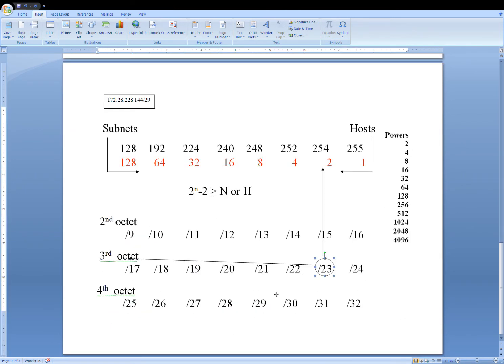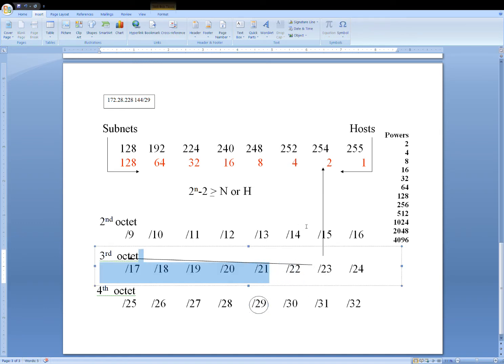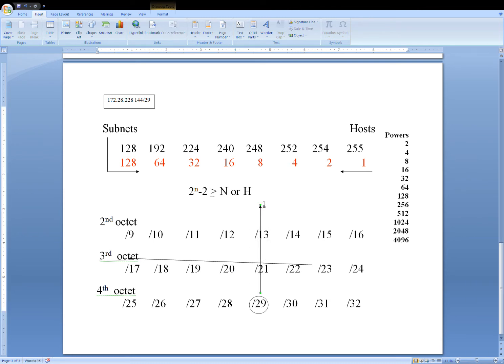So I find /29 in my chart. That tells me that my networks are going to go up by 8. And this time I'm going to play the game. They're going to go up by 8, but in the 4th octet. So that's where I play the game.